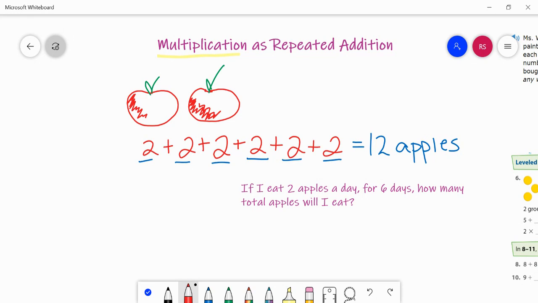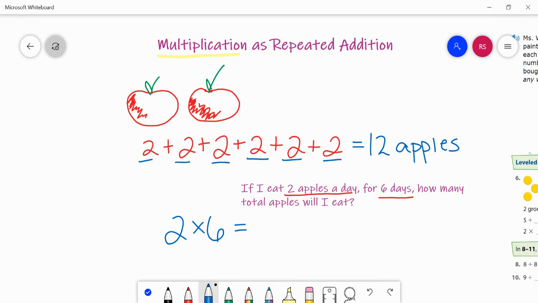So if I have 2 apples a day for 6 days, again, we showed with repeated addition, that's just adding up 2 6 times. Instead of adding 2 up 6 times, let's just multiply 2 by 6. That is the same thing. Look at how many times you added up the number 2.